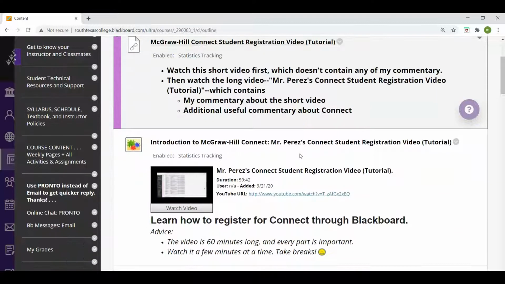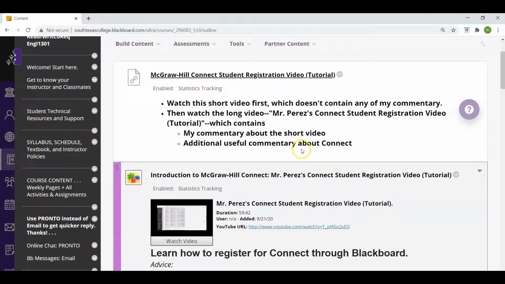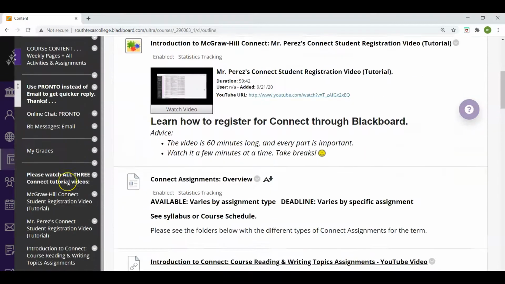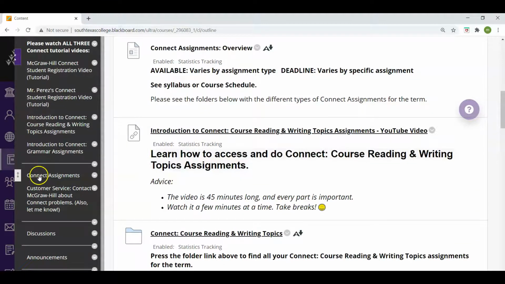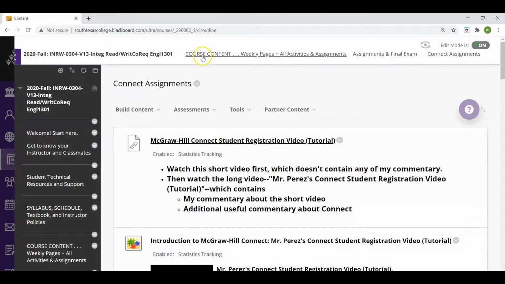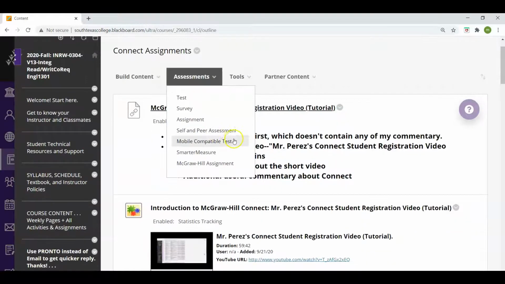And that takes us into here. Now, notice this is the general Connect assignments folder. You can also access it through the left menu. You can click right there. You can also access it through course content and go to the Connect assignments folder that is inside that folder. So many ways to access it.